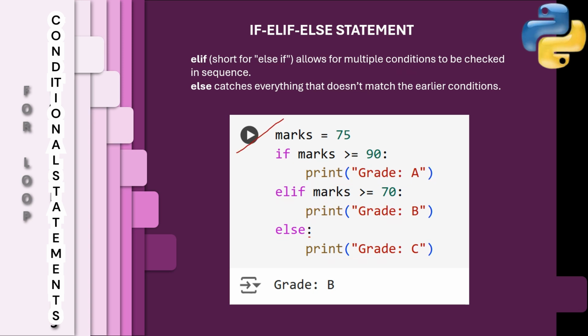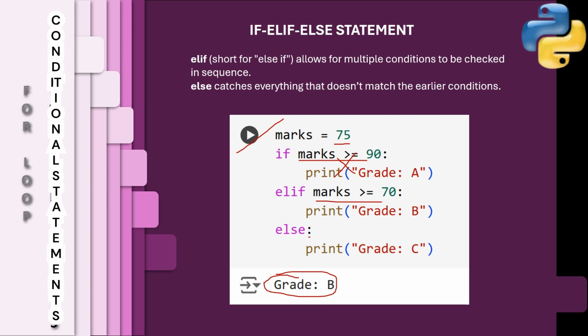Coming to this example, here marks is defined as 75. Entering the if statement, the condition is marks is greater than or equal to 90. As this condition fails, we enter into the ELIF statement. Here marks is greater than or equal to 70. As this condition is satisfied, it will print grade B as the output.